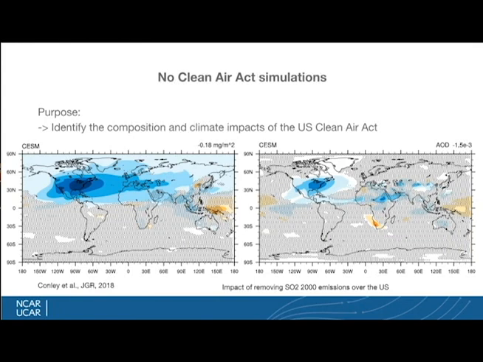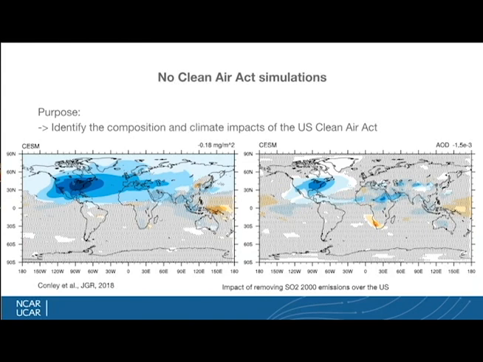So this is a set of simulations with the previous version of the model, where we were removing the SO2 emissions over the US, just removing SO2 emissions over there. And we also did China and Europe and a variety of regions. But just looking at this, because this would be somewhat similar to the No Clean Air Act, except that we're removing instead of adding sulfur emissions. But we know that this will be the change.